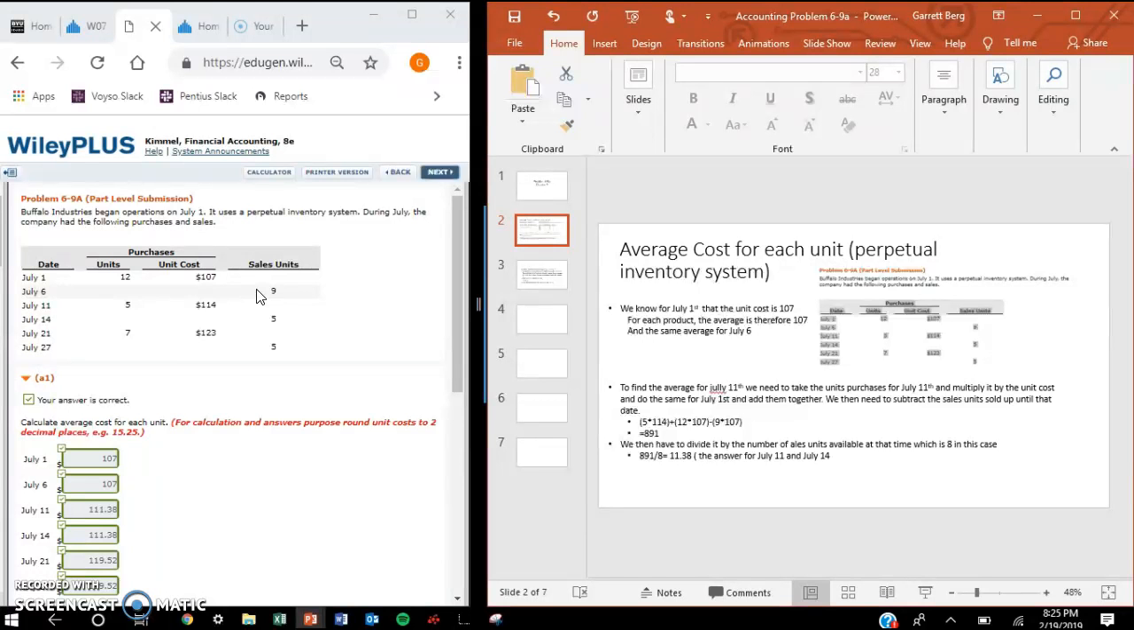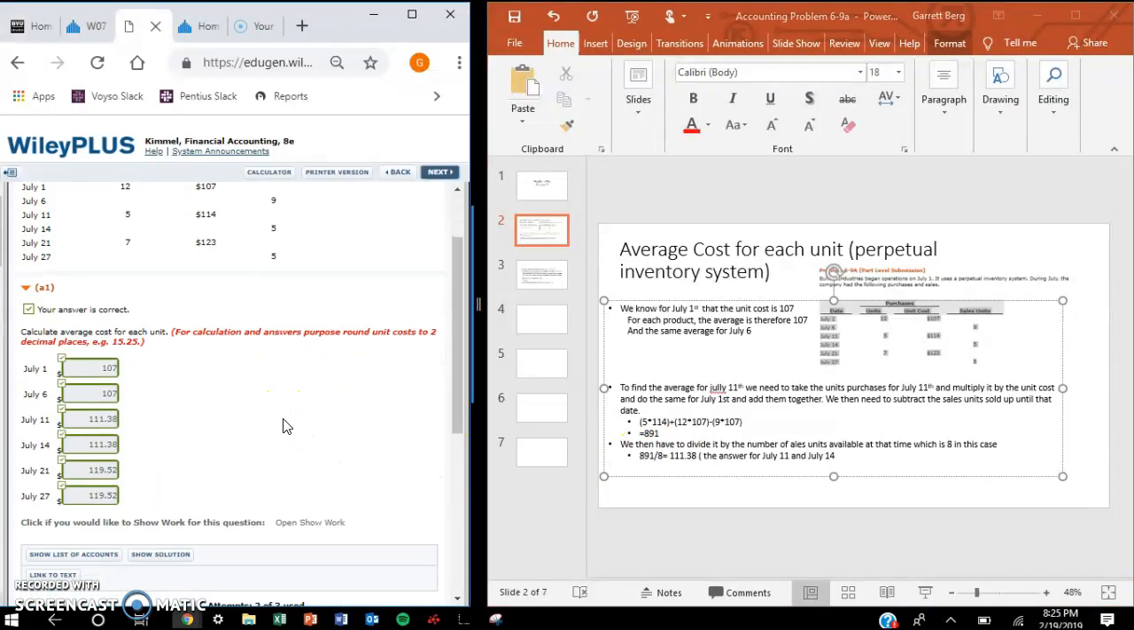So we divide that by the 8 that we have left over. 12 minus 9 is 3, and then that 5 makes 8. So you divide that by 8, and the answer for July 11th and 14th is 111.38. Sorry. I'll just put that there; it makes a little more sense. So there you have it for July 11th and 14th.